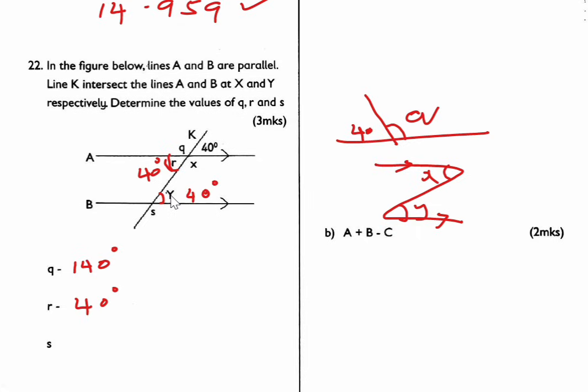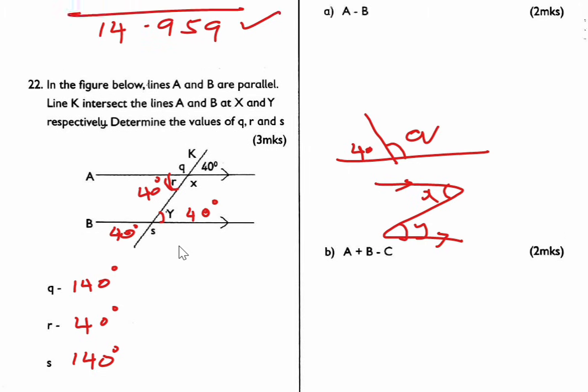To get S, this angle is opposite to this one, and therefore this one is also 40 degrees. To get S, the angles on a straight line give 180 minus 40, and therefore S is 140 degrees. There are so many ways of getting it. I've used the alternate angles to get angle S. So that is the answer to question number 22. You get those 3 marks.